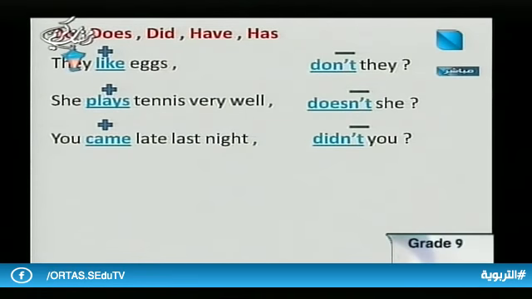The idea is very clear. Positive, negative, positive, negative, positive, negative, negative, positive. The symbols are very beneficial here. We have further examples. Very clear. Let's go on.